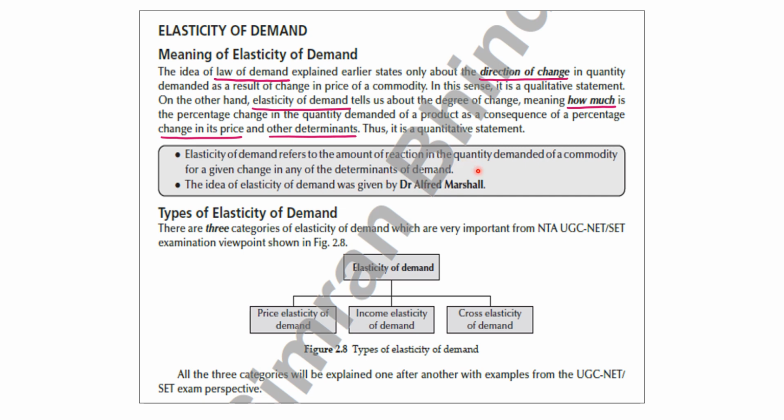Determinants of demand we have already covered. The idea of elasticity of demand, you should know, was given by Dr. Alfred Marshall. Further, next topic is types of elasticity of demand. There are three types of elasticity of demand. First is price elasticity of demand, second income elasticity of demand, and third cross elasticity of demand. We have to cover all these three types very nicely in next.